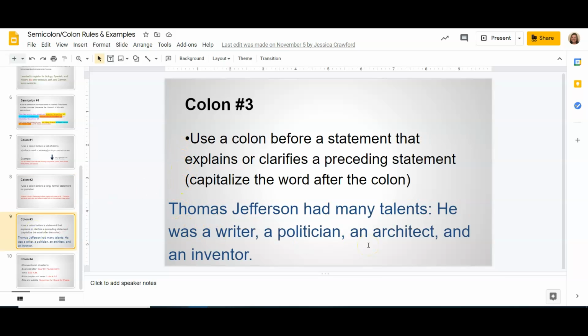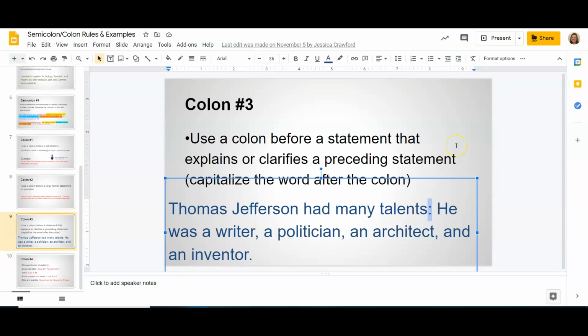Colon rule number 3. We use this one the same way we use a period, the same as a comma fanboy, and the same as a semicolon when we want to connect 2 ideas together. So 2 complete sentences can be joined together with a colon if they are connected in thought. So Thomas Jefferson had many talents, colon. He was a writer, a politician, an architect, and an inventor.